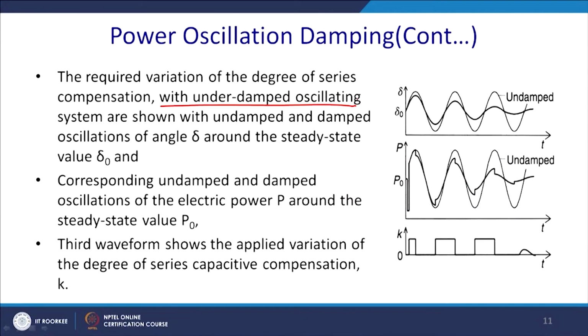So, the required variation of the degree of series compensation is shown with an underdamped oscillation system, with the undamped and the damped oscillation of angle delta around the steady state value delta 0. So, this is the undamped one, without any compensation. It will continue to oscillate. This is called hunting in a machine, and we have to damp out the oscillation.